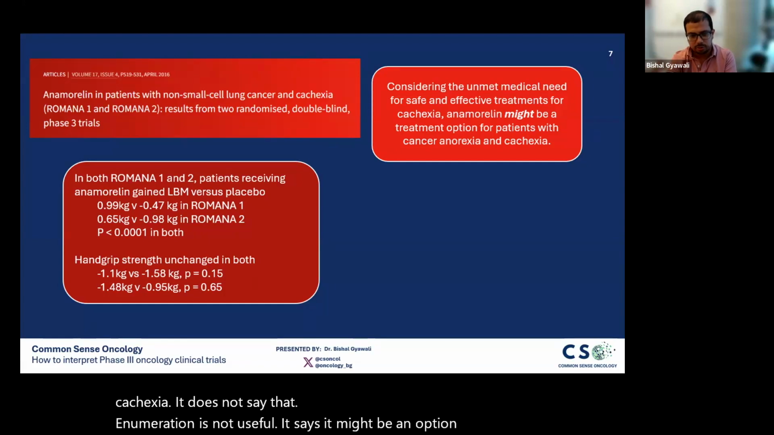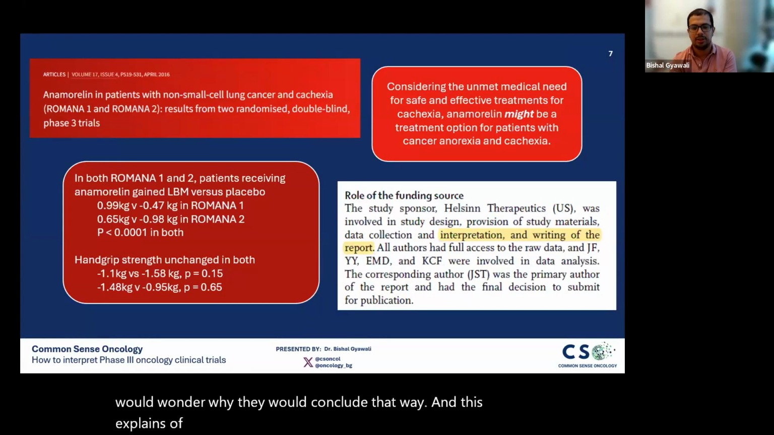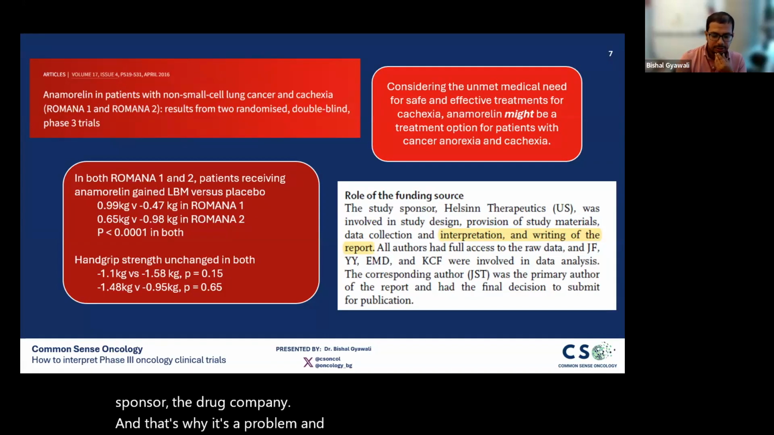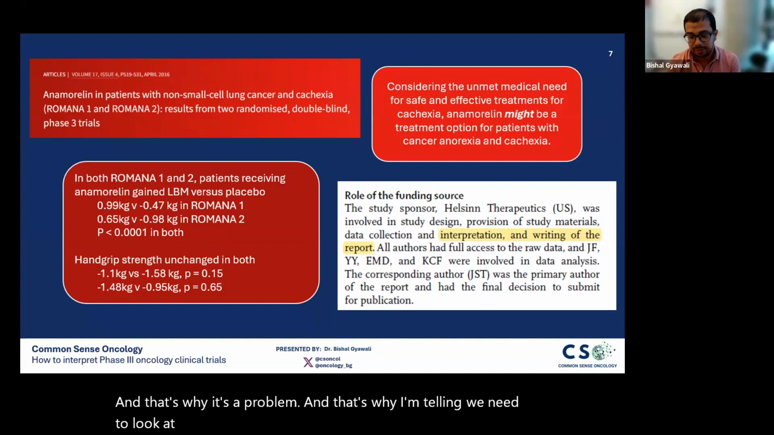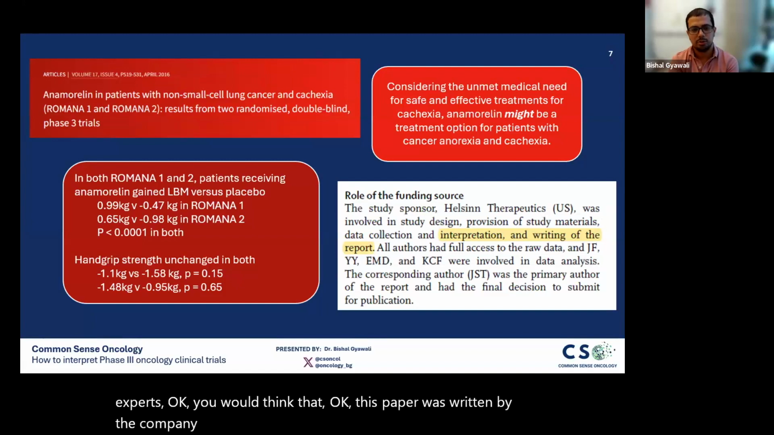And you would wonder why they would conclude that way. And this explains, of course, this paper was interpreted and written by the sponsor, the drug company. And that's why it's a problem. And that's why I'm telling we need to look at who wrote the paper. And then the question about experts. Okay, you would think that, okay, this paper was written by the company and therefore they concluded it in a very favorable way.